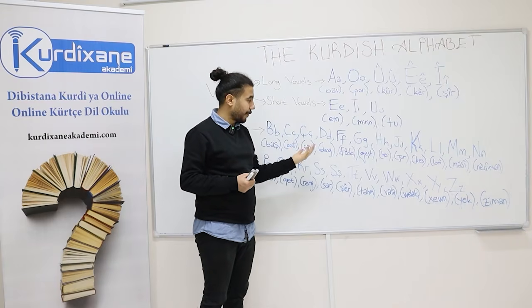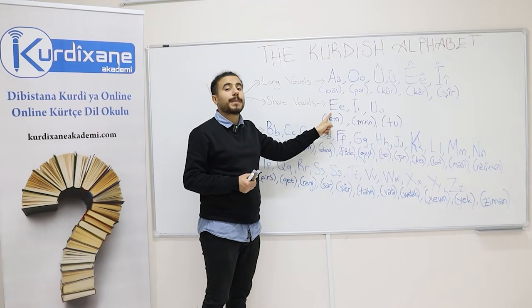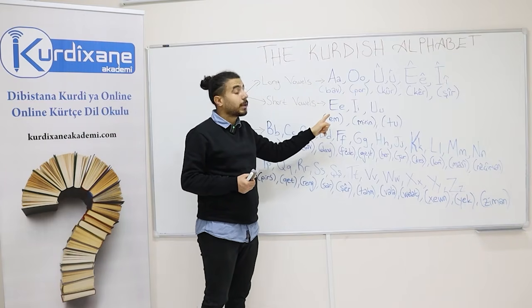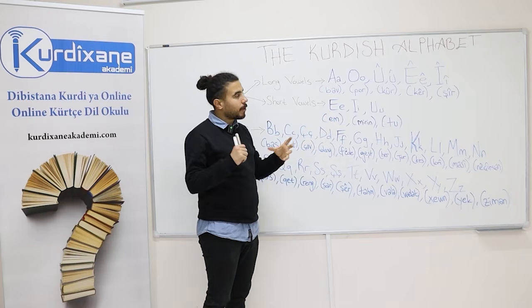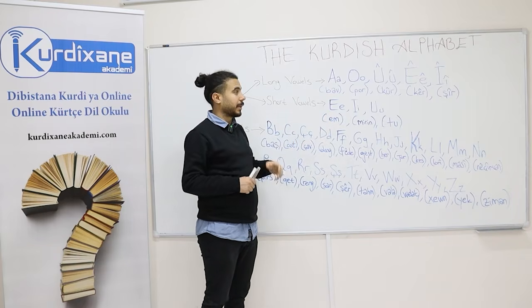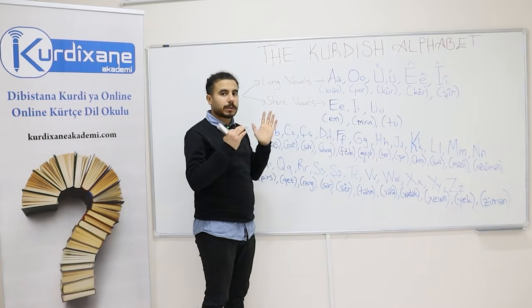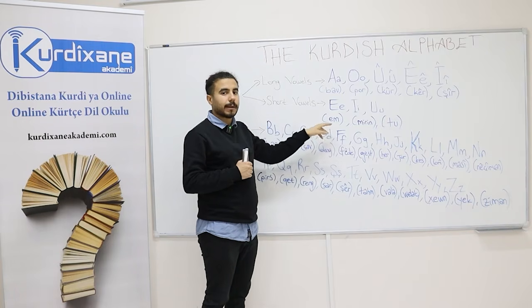There are three of them. This is e. Can you see the difference? When I say e, I open my mouth and elongate it, e. But when I say e, it's a bit closer and shorter. E.